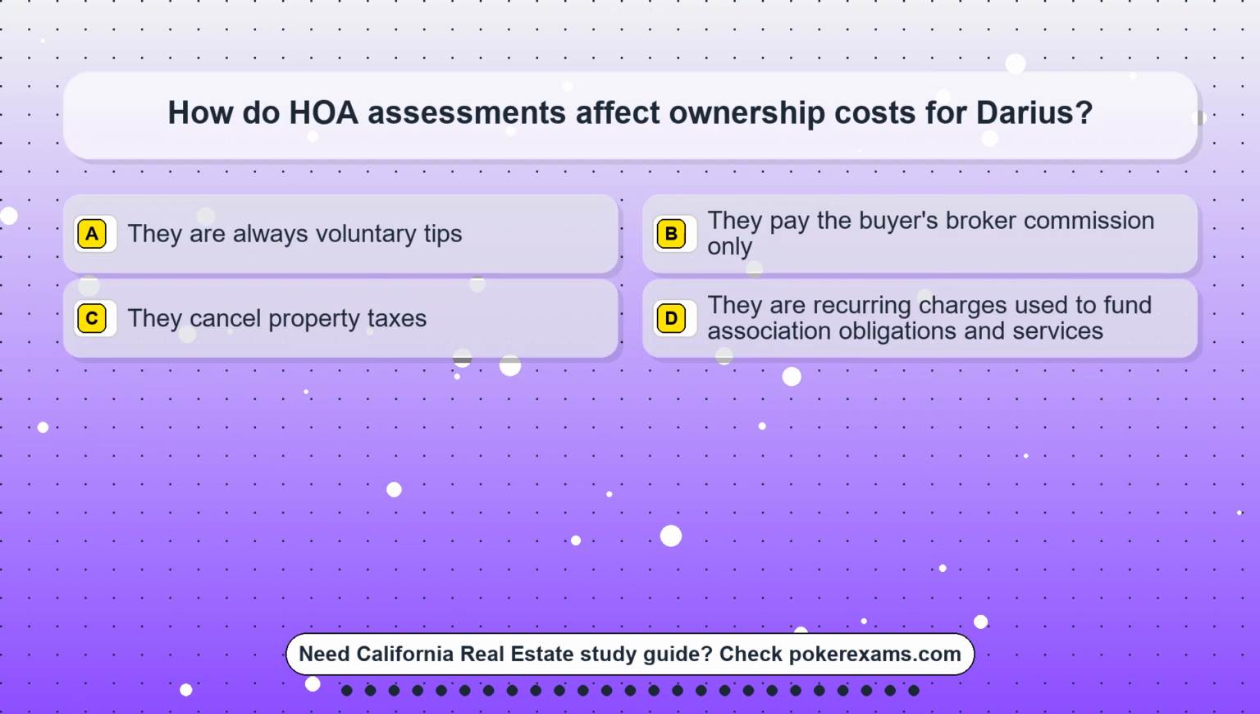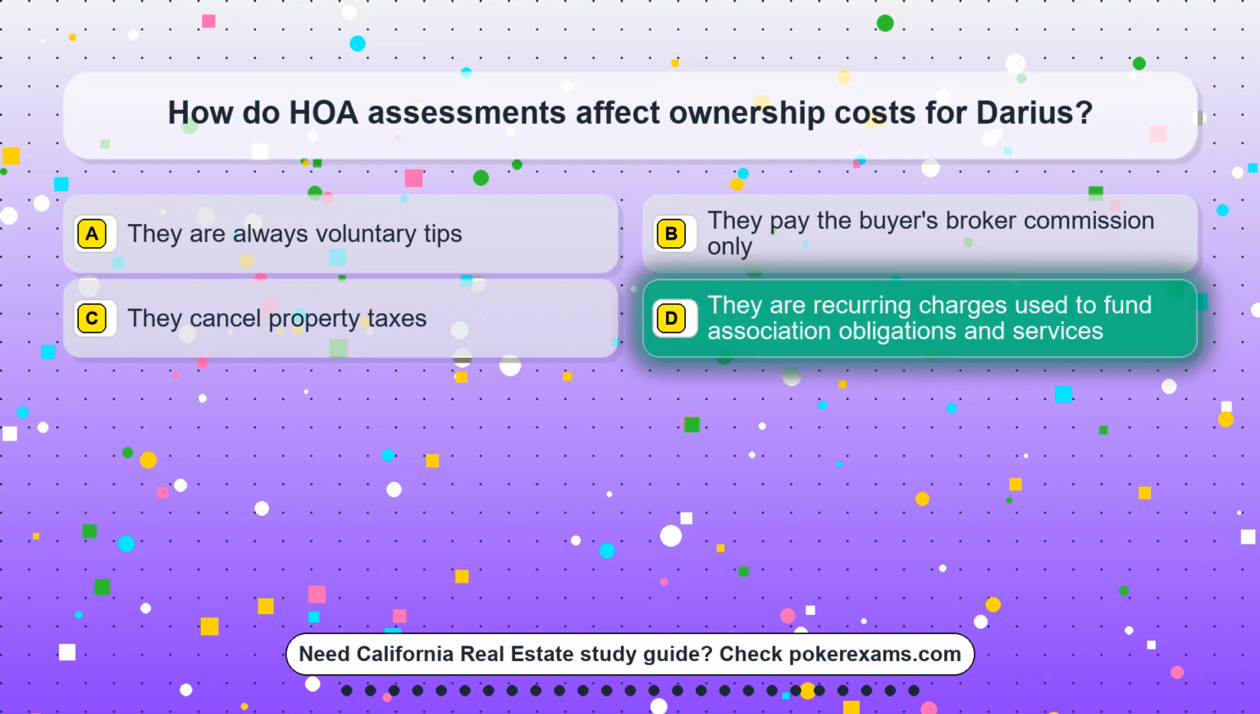Question 21. How do HOA assessments affect ownership costs for Darius? Option A. They are always voluntary tips. Option B. They pay the buyer's broker commission only. Option C. They cancel property taxes. Option D. They are recurring charges used to fund association obligations and services.